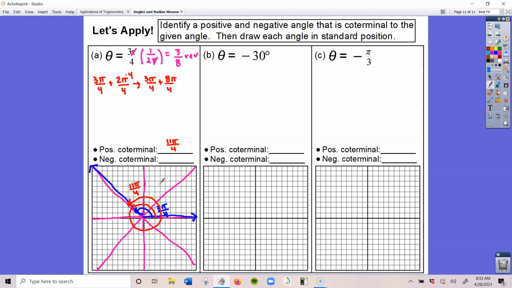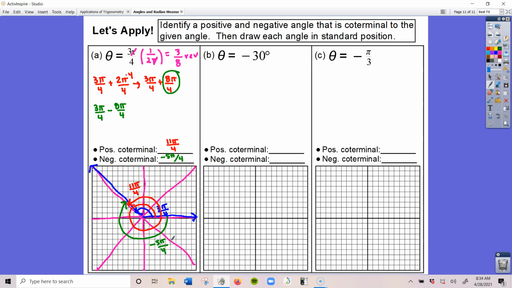Now let's do the negative coterminal angle. That means that I take my angle, the 3 pi over 4, and I'm going to subtract 2 pi, which I had already gotten to be 8 pi over 4. 3 pi over 4 minus 8 pi over 4 is negative 5 pi over 4. And remember, a negative angle just opens in the opposite direction. So this would be the negative angle, the negative 5 pi over 4.